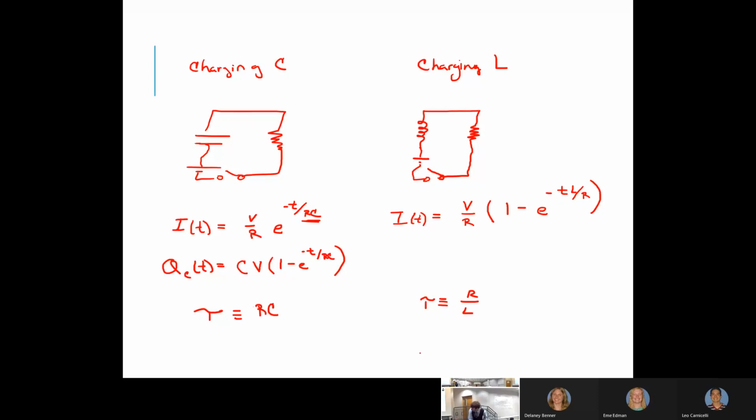And now let me convince myself again that that's right. You've got negative L I dot plus IR equals 0. So you move this over to the other side. You get I dot equals R over L times I. And so you get ln of I equals R over L times t. Ah, no, I think it's R over L, isn't it?